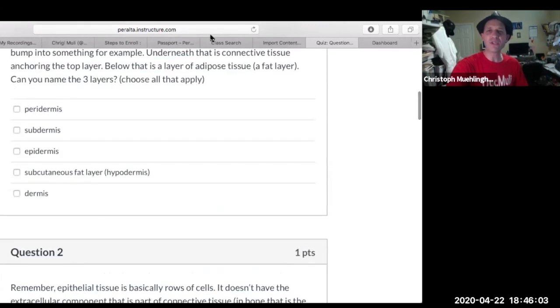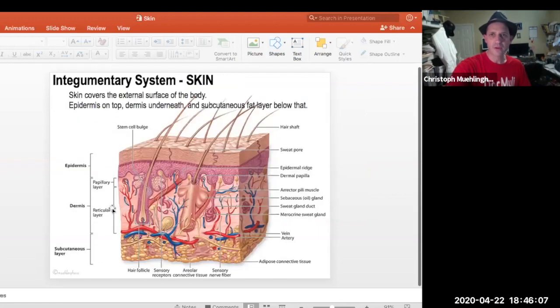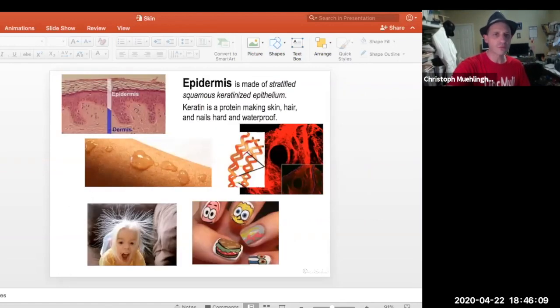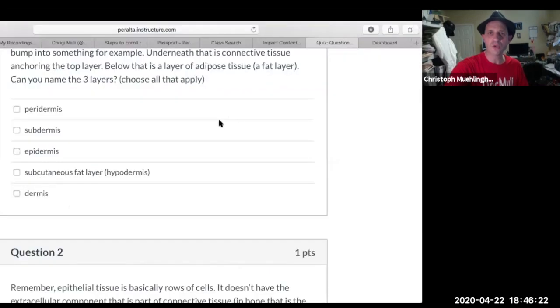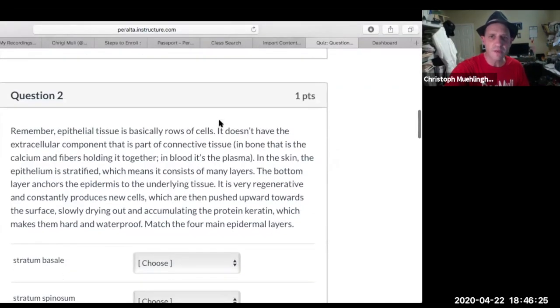So let me just go to the picture real quick. The slide 2 here. That's basically this. The top layer is the epidermis, then we have the dermis, and then we have the subcutaneous fat layer, and that's what you find in those things. And so this is not that much. Those questions were pretty all right, generally speaking?